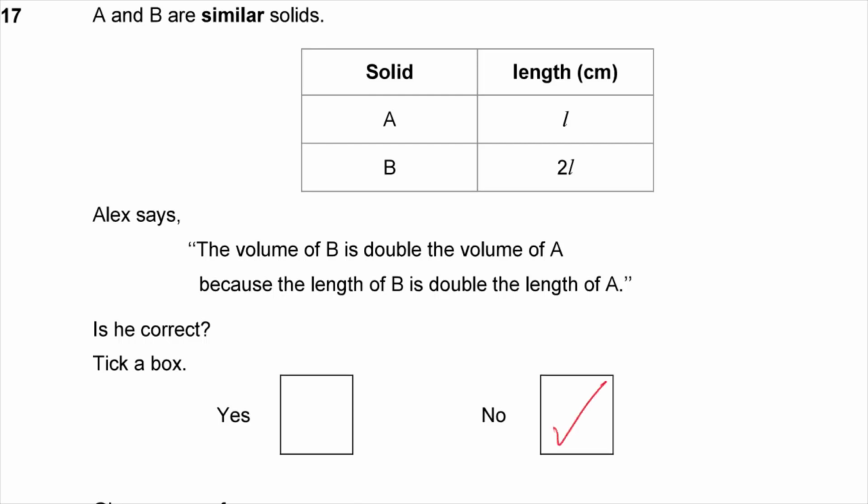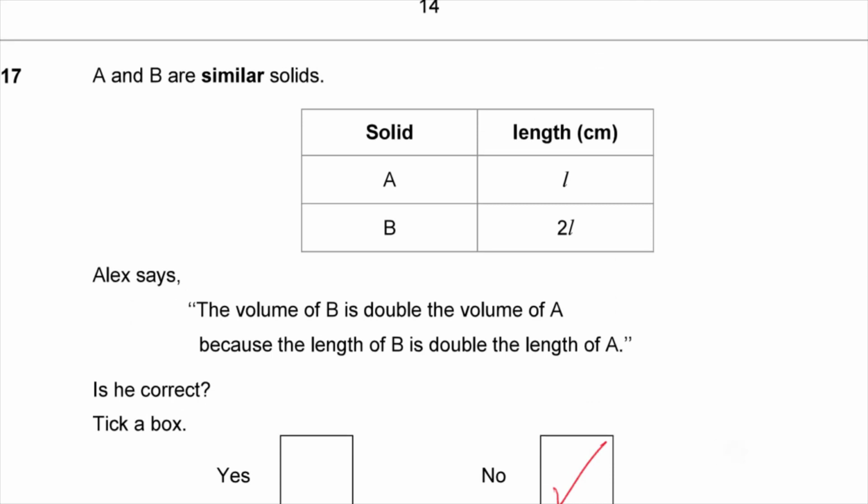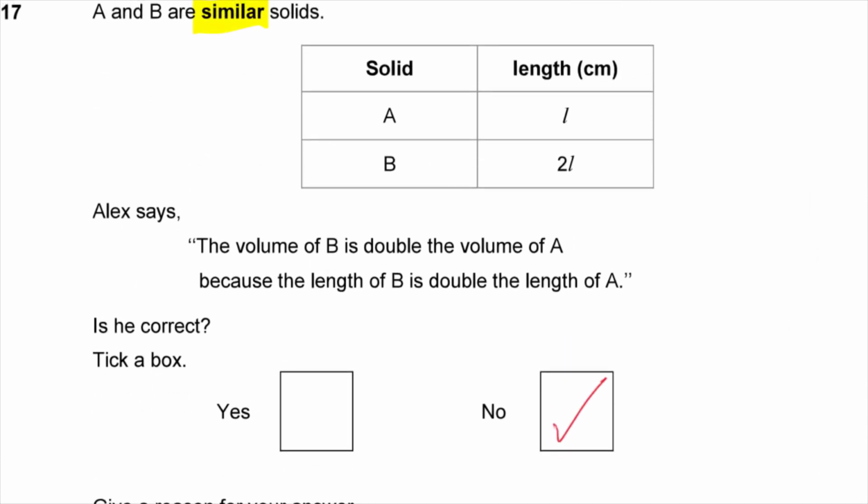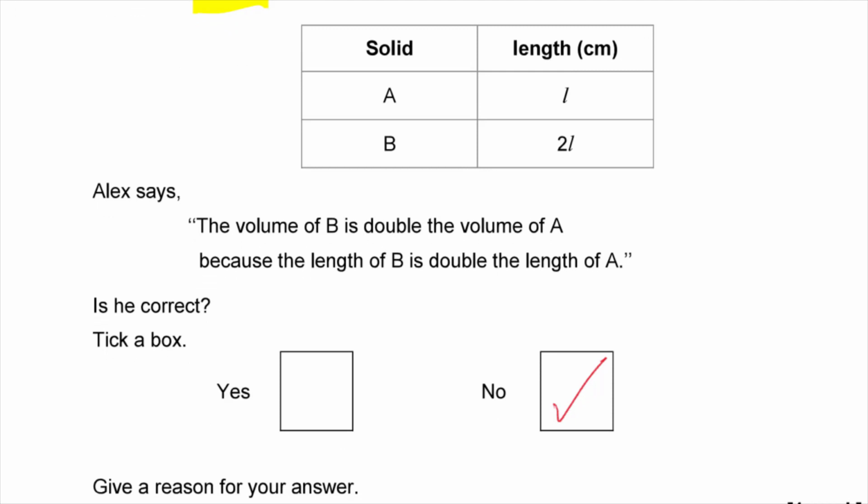That is not correct. Similar in mathematics has a particular meaning. It means one is an exact enlargement of the other. So if two shapes are in the ratio of 1 to n in terms of their length, this is 1 to 2, isn't it? These things have a ratio of 1 to 2 for their lengths. Then for areas of similar shapes, that is going to be 1 to 2 squared. In other words, it's going to be 1 to 4.